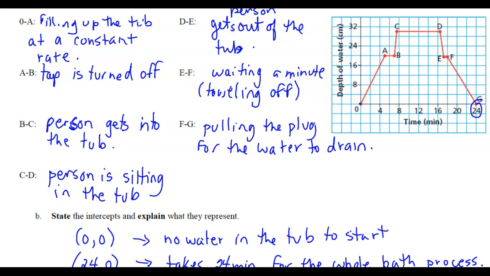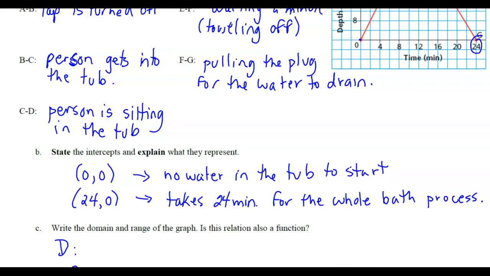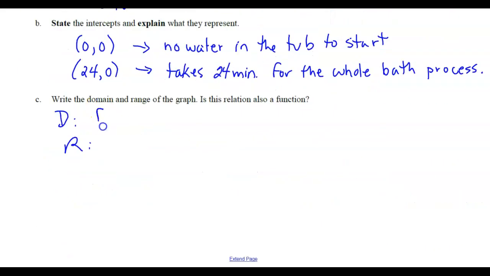Okay, so domain. The whole bath process takes 24 minutes, so you're going from 0 to 24 inclusive. So that would be 0 to 24. Avery. The order of the entries within it, yeah, so you can't put 0, 24 there. The independent variable goes first. The first value, the horizontal value, the x value always goes first.